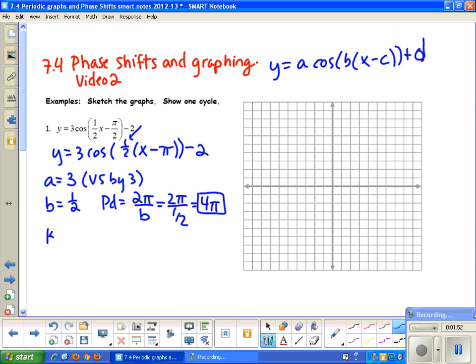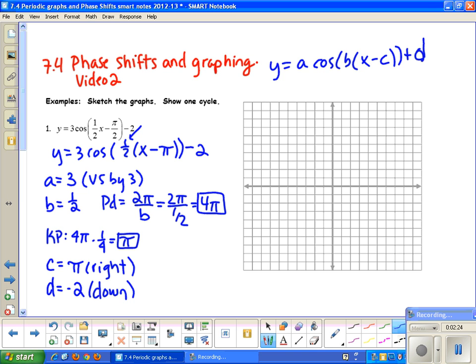Then that helps me get my key points because you take your new period and divide it into 4 equal parts, or multiply it by a fourth. So 4 pi times 1/4 gives me pi. My phase shift, my c value in this case, is going to be moving my graph to the right pi, so plus pi. And I know that my d value in this case is -2, so that means we're moving down 2.